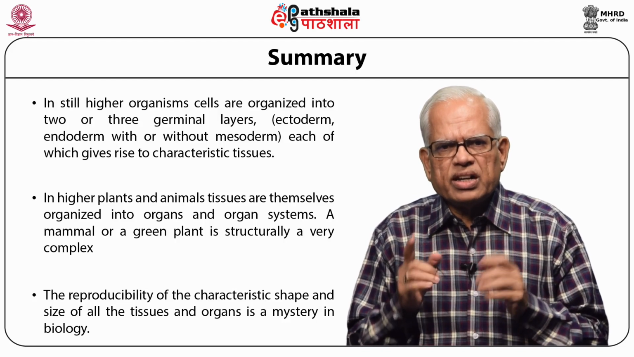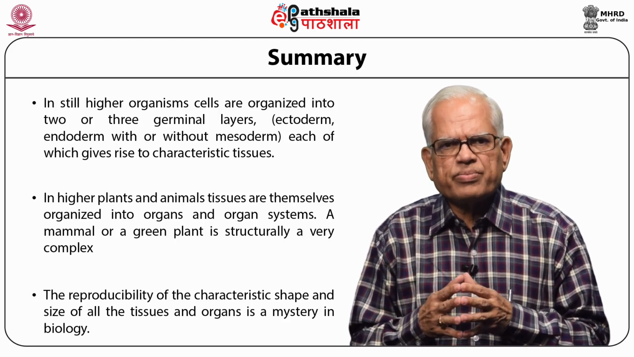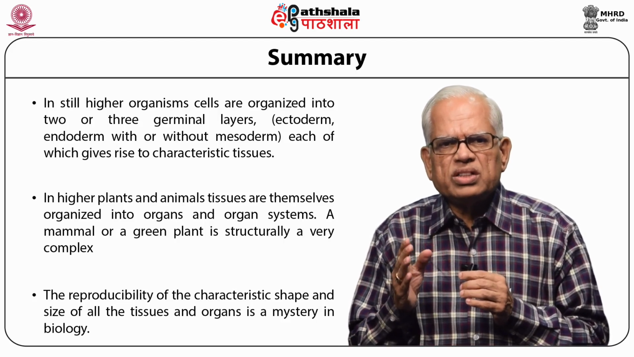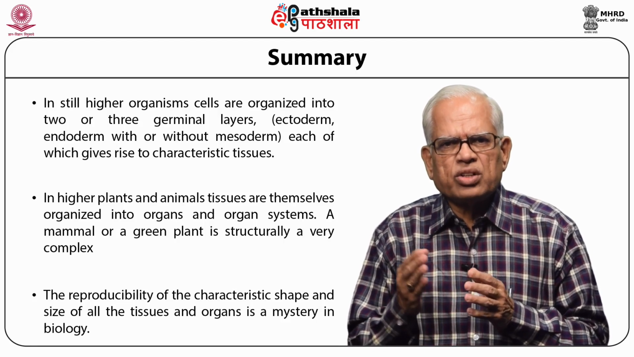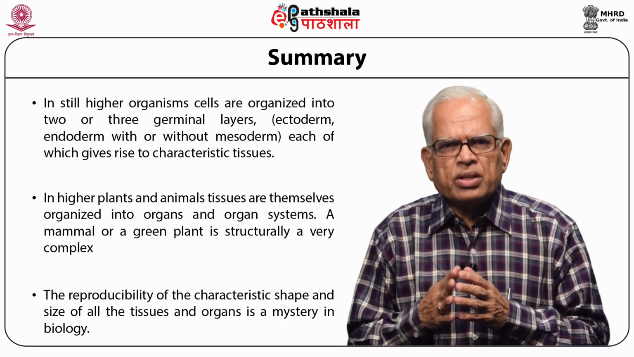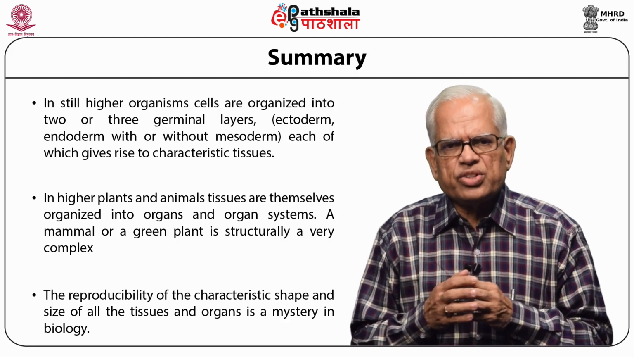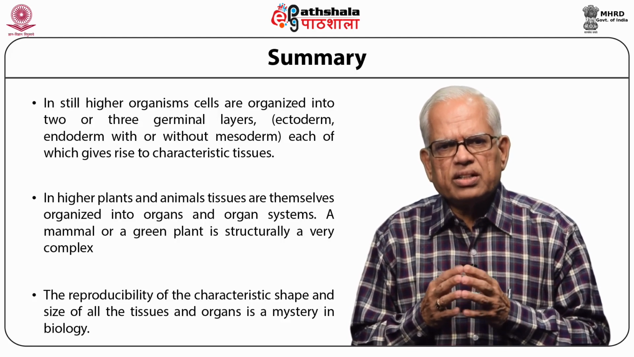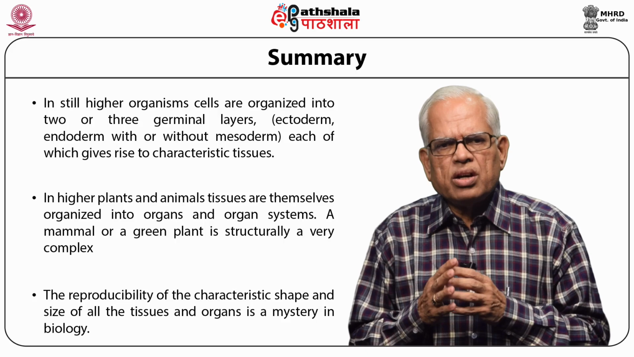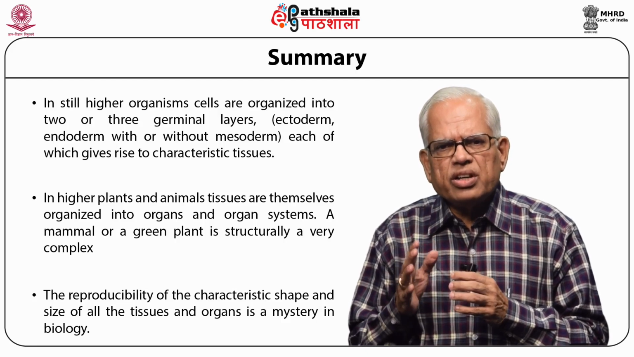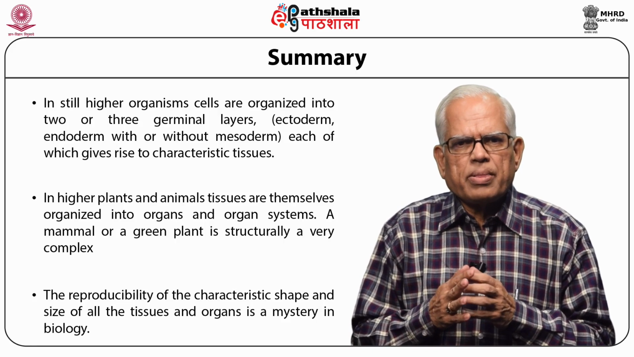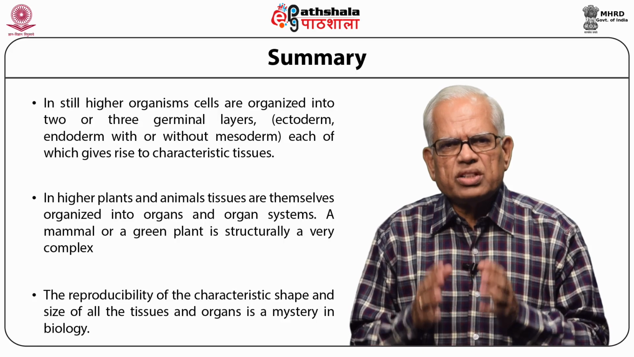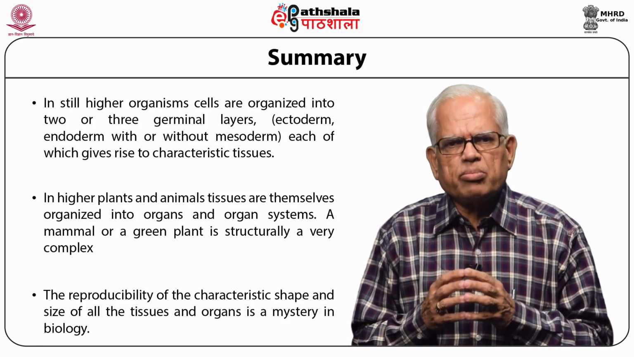Multicellular organisms can have different types of cells. In still higher organisms, cells are organized into 2 or 3 germinal layers, ectoderm, endoderm, with or without mesoderm, each of which gives rise to characteristic tissues. In higher plants and animals, tissues are themselves organized into organs and organ systems. A mammal or a green plant is structurally very complex. The reproducibility of the characteristic shape and size of all the tissues and organs is a mystery in biology.